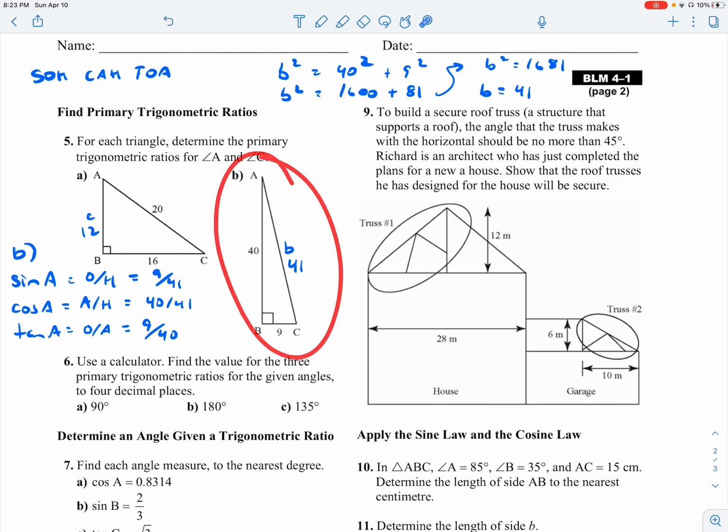Something I want to point out with this triangle too, the side lengths are always proportional to the angles. So whenever you have really tiny angles, you have small side lengths. The largest angle is 90, which has the biggest side opposite to it, 41. So it's always going to go that way. The bigger the angle, the bigger the side length is opposite to it.